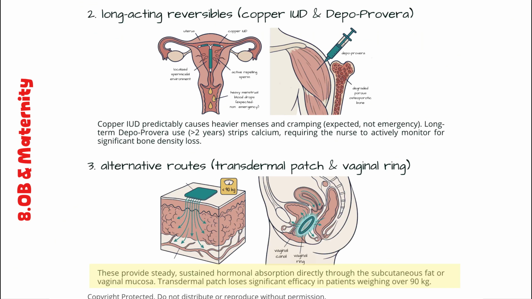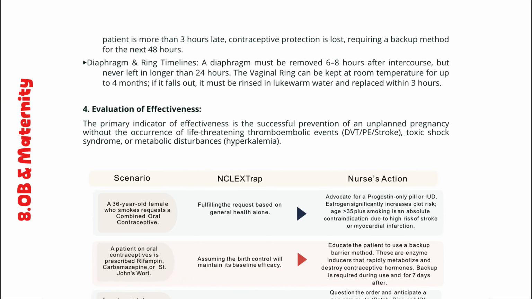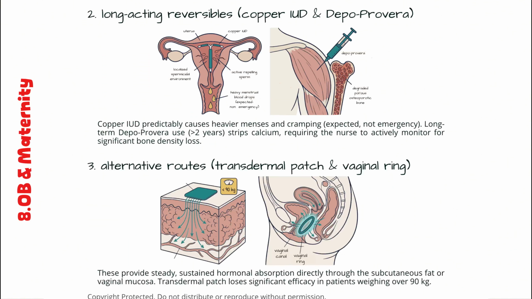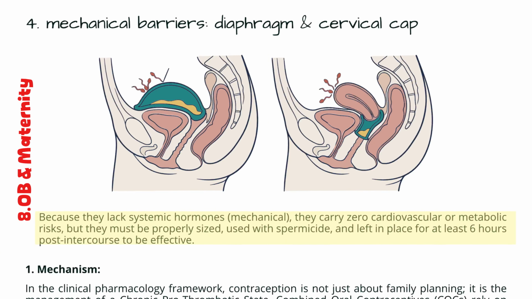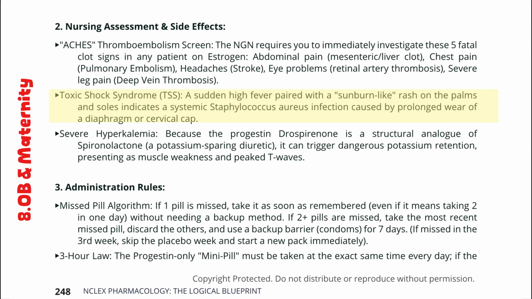The transdermal patch loses real efficacy over 90 kilograms. The vaginal ring is good for 4 months at room temperature, and if it falls out, rinse it in lukewarm water and get it back in within 3 hours. The copper IUD predictably causes heavier, crampier periods. That's expected, not an emergency. Depo-Provera used past 2 years strips bone density, so it needs calcium and vitamin D monitoring. Mechanical barriers like the diaphragm and cervical cap carry 0 systemic risk, but left in too long, they cause toxic shock syndrome. A sudden high fever with a sunburn-like rash on the palms and soles is Staph aureus, not a normal side effect.